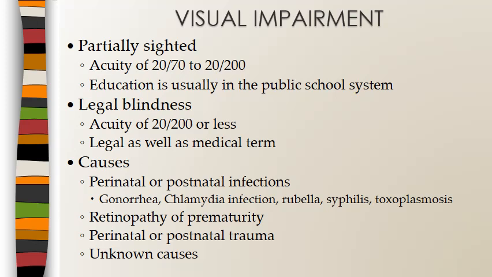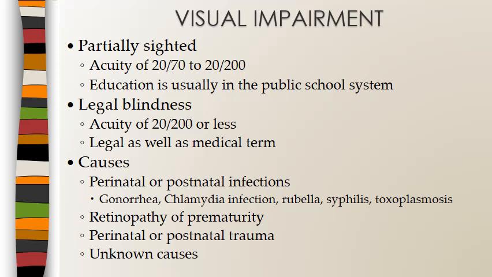Legal blindness is a legal term as well as a medical term. These children also oftentimes receive their education in a specialized school for the blind and not in the public school system. So causes of visual impairment vary.